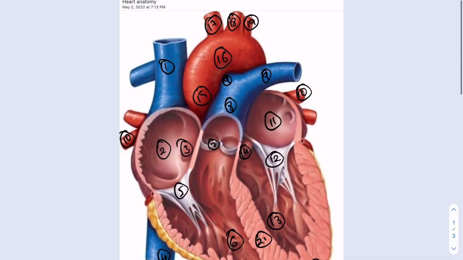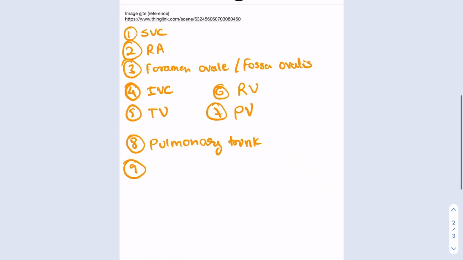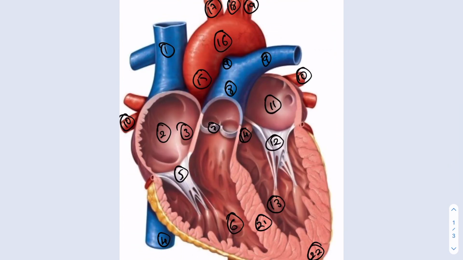Number 9 is left and right pulmonary arteries, and they carry the blood away from the heart towards the hilum of the lungs. Hence, pulmonary arteries. Number 10 are carrying blood towards the heart from the hilum of the lungs, and they're called left and right pulmonary veins. They basically carry the blood to the left atrium.